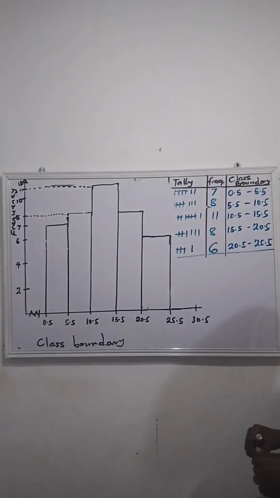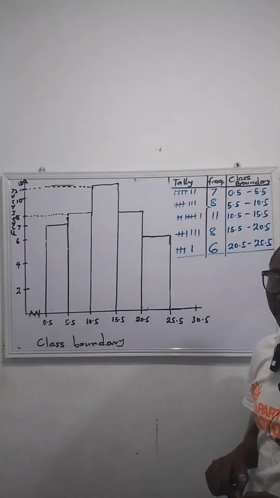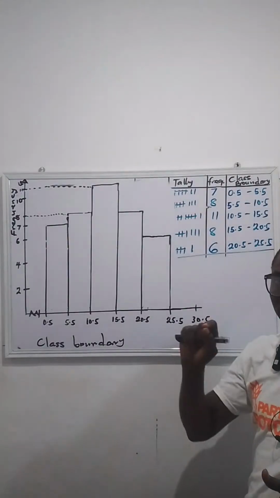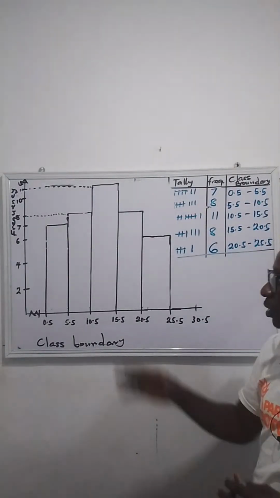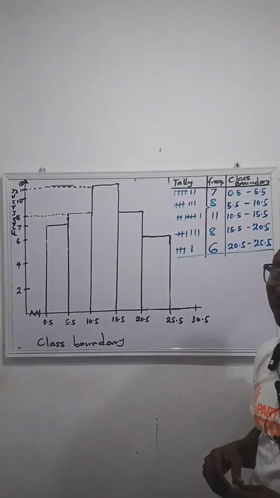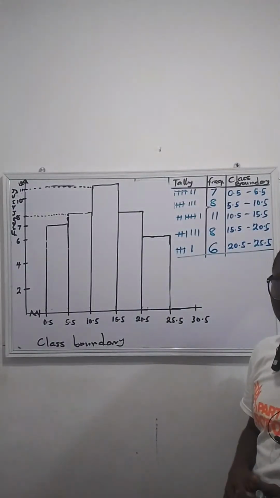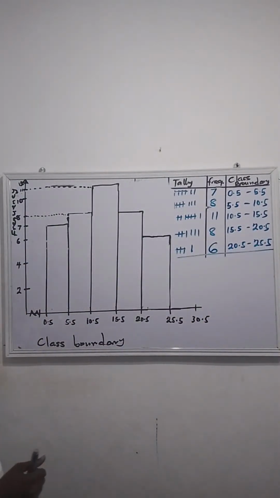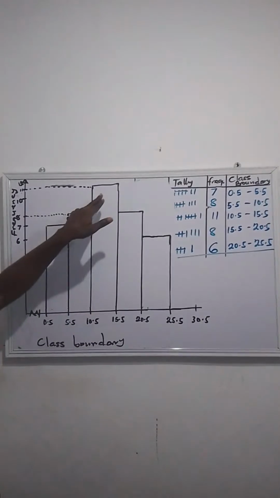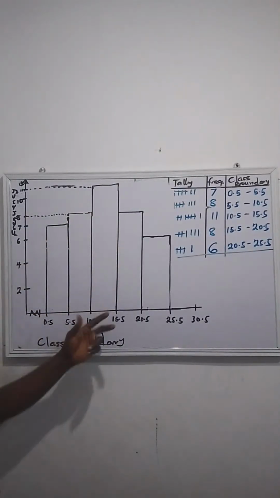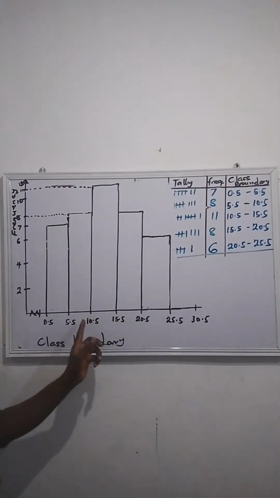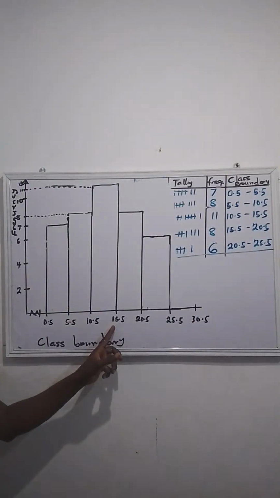Now the question asks us to find the mode. I'm just going to show you the method to get the mode. I'm not going to give you the exact value because I don't have my graph here, so this is just a sketch. To get the mode, you look for the rectangle that has the highest frequency. The class boundary for that is from 10.5 to 15.5.